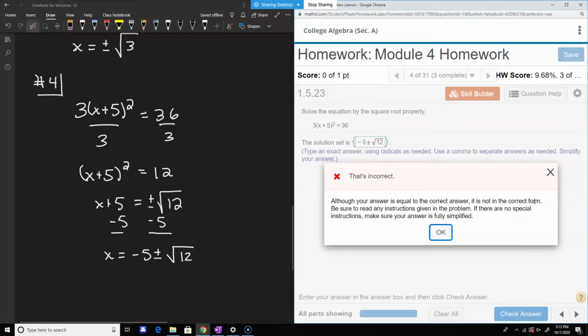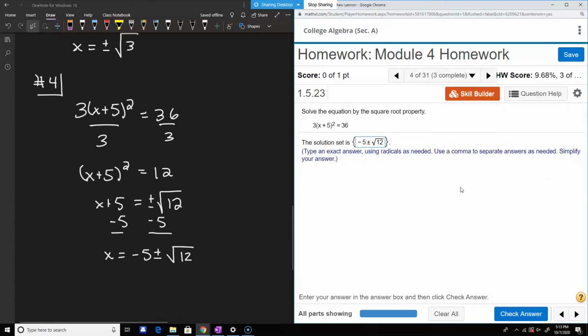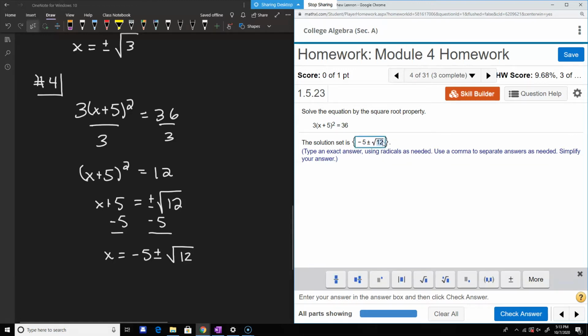Okay, so it didn't accept what we had there. Did I make a mistake? 36 over 3 is still 12, yeah? Maybe it just doesn't like it. Let's see if we use commas if it works. Negative 5 minus square root 12. Only other thing I could think of is maybe it wants it in simple radical form, because square root of 12 can also be written as 2 square root 3. So we'll see.